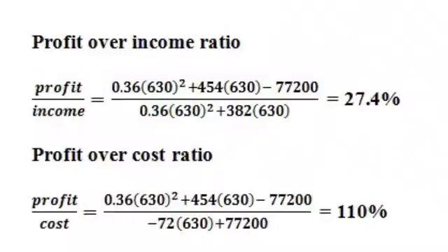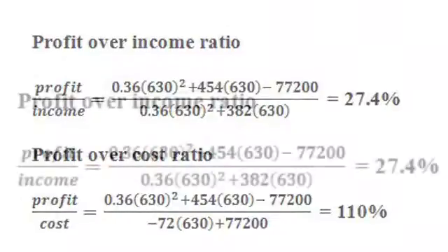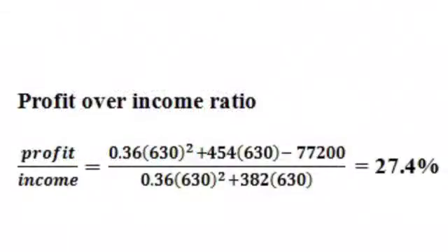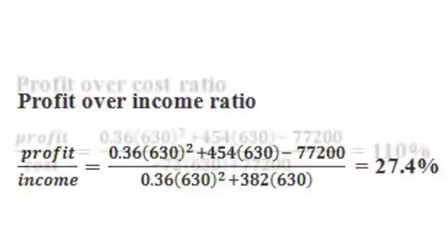So I put the price into my profit over income ratio and profit over cost ratio. The percent shows how much profit I will gain from my income or cost. In my profit over income ratio, the ratio shows that I will gain 27.4% profit from my income, which is quite a low percentage. A high percentage, or a good business percentage, is over 55%. This shows that I won't gain a good amount of profit from my income.